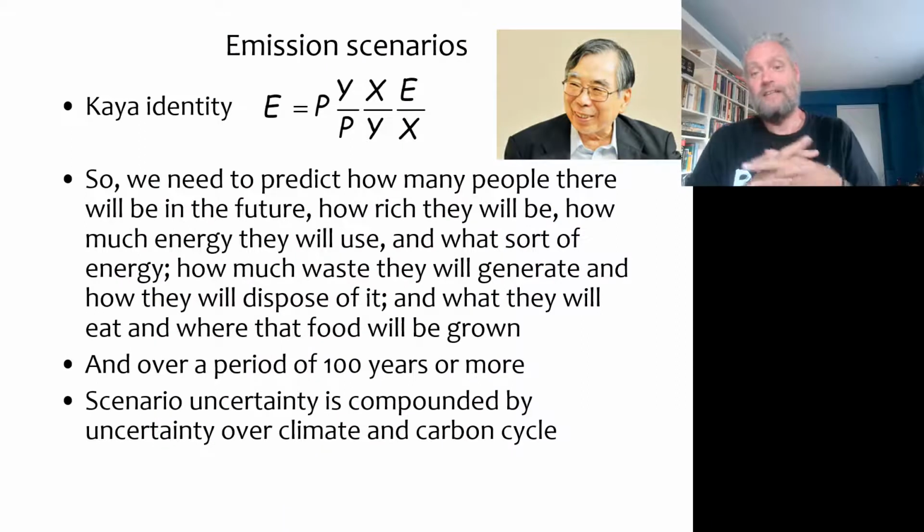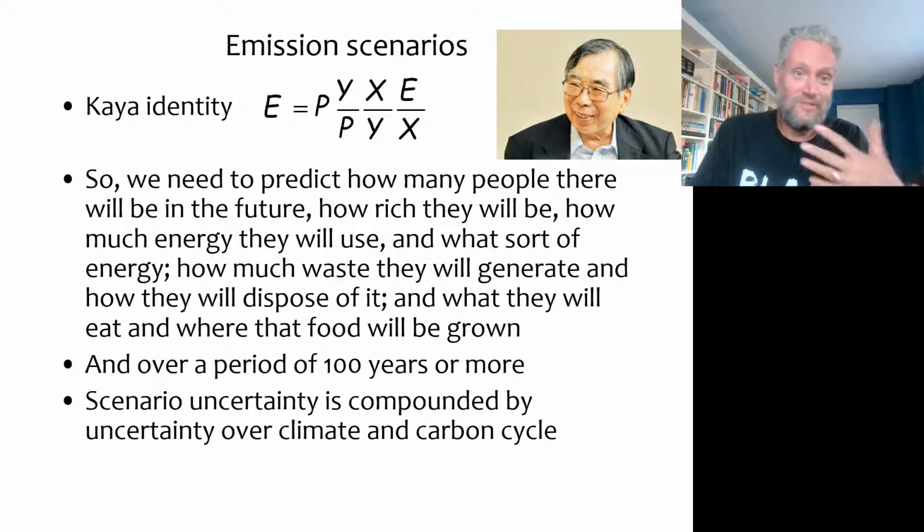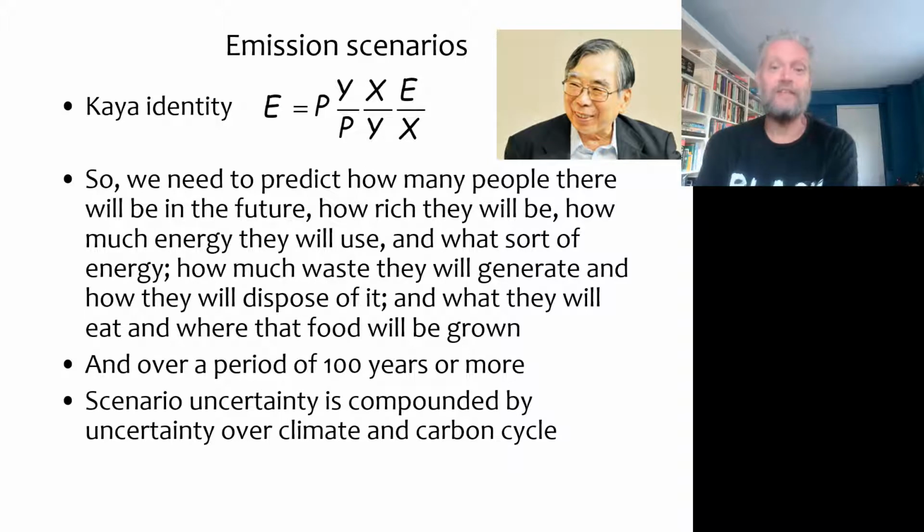So here we have the Kaya identity again, and then you see Yoichi Kaya displayed, who first came up with this identity. If you want to know what future climate change will be, then you will need to know what future emissions will be. Because climate change is driven by the concentration of greenhouse gases in the atmosphere, and the concentration of greenhouse gases in the atmosphere is driven by the emissions of greenhouse gases. So if you want to know what the weather and what the climate will be like in the year 2100, you need to project what emissions of greenhouse gases will be between now and the year 2100.